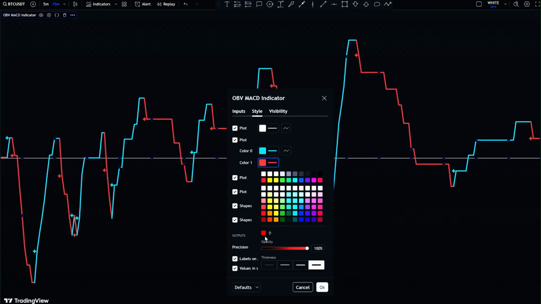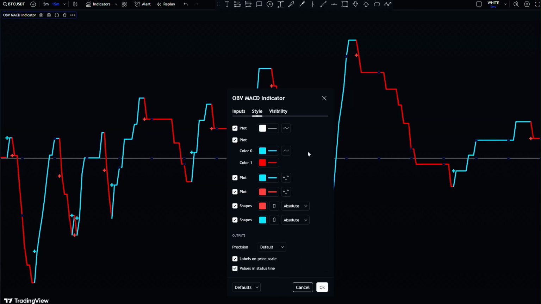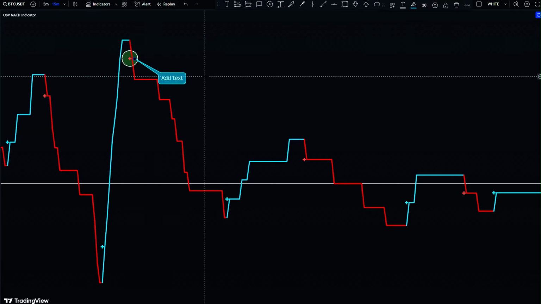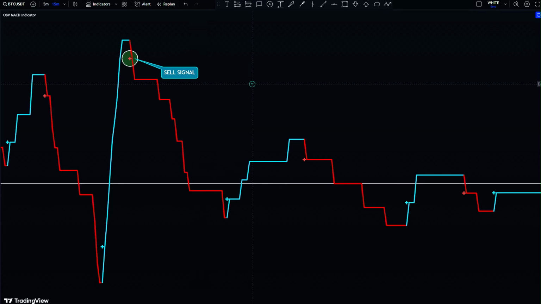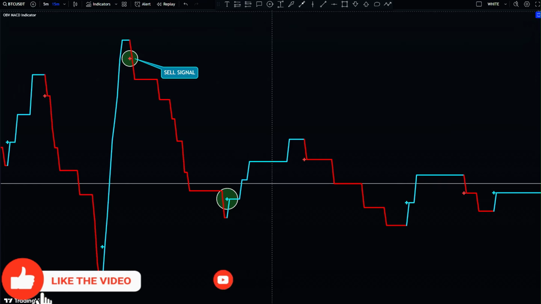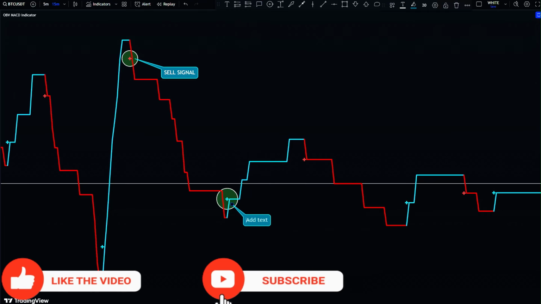The OBV MACD indicator is super useful for our strategy because it helps us figure out when to buy and sell. The key is to watch for changes in the line color. When the line switches from white to red, it signals to sell. This tells us it might be a good time to consider entering a short position. On the other hand, when the line changes from red to white, it's a buy signal, suggesting we might want to go for a long position.